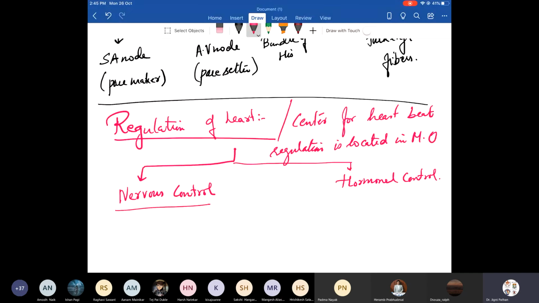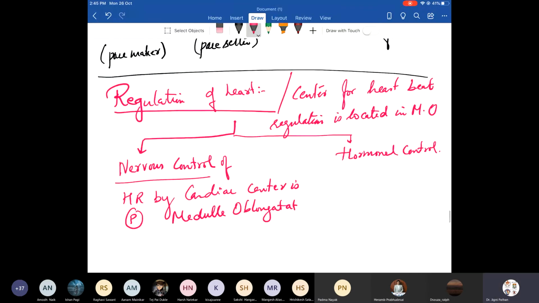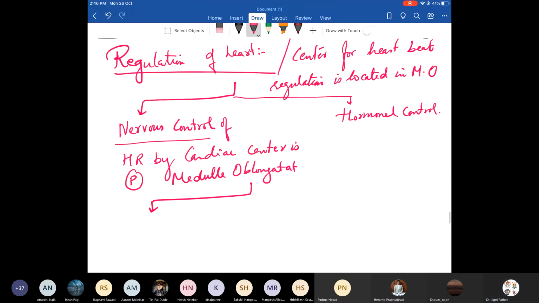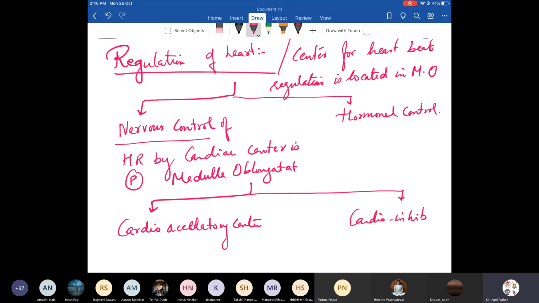Nervous control of heart rate by the cardiac center is present in the medulla oblongata. The heart can be regulated by nervous control or hormonal control. The nervous control is present where? In the medulla oblongata. There you have two points. One is the cardio-acceleratory center. Other is the cardio-inhibitory center. Inhibitory means it doesn't stop, but it slows down. You know, when the heart stops completely, the person stops, right? So inhibitory means it doesn't completely stop.